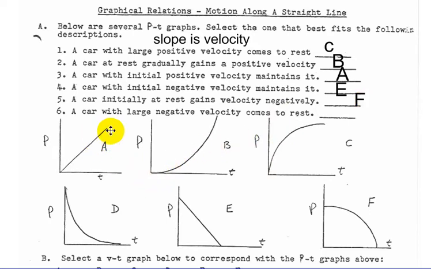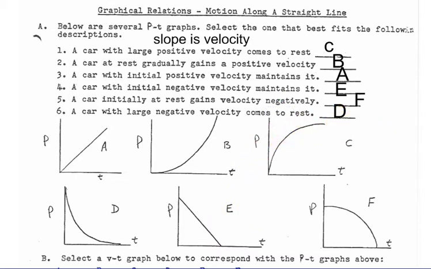And then lastly here, a car with a large negative velocity comes to rest. So in other words, a large negative slope eventually approaches zero slope. Large negative slope approaches zero slope. So as we can see, that one must be choice D there.